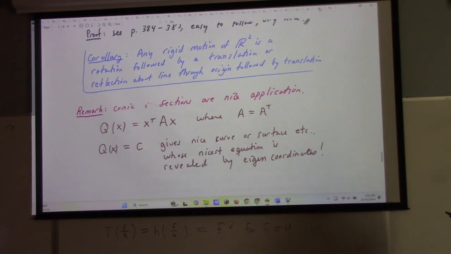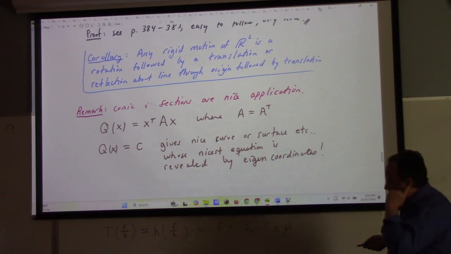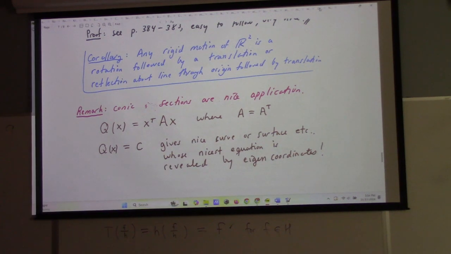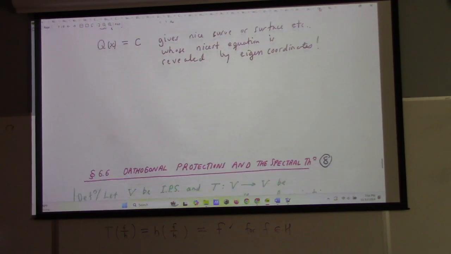So we should talk about this once I put this away. Conic sections are a super nice application of all this stuff. A conic section is basically defined by a quadratic form equal to a constant, and since the matrix is symmetric, that means that we can orthonormally diagonalize it. So I'm going to show you some examples of that in just a second. That's in this section. There's a couple of examples. I didn't give you any problems from the book because I have good problems already.